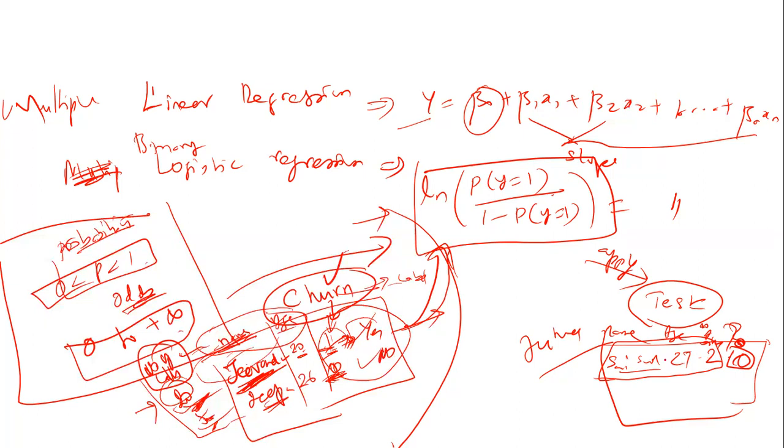So the model learns the pattern and it tells, okay, since the number of calls made by Sasha is just 2, it is somewhat similar to Deepa, hence she will not leave my business.